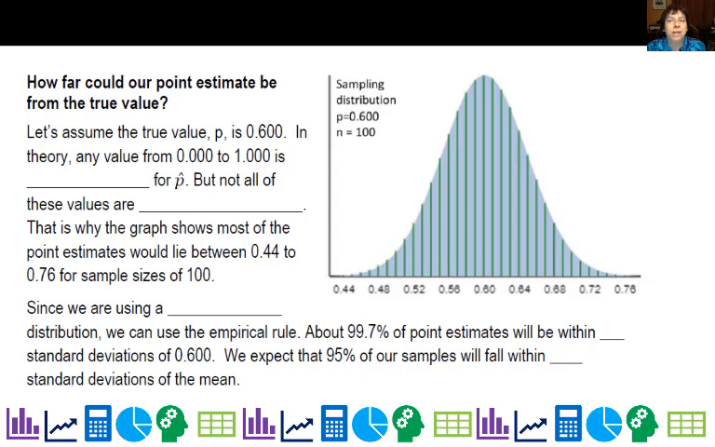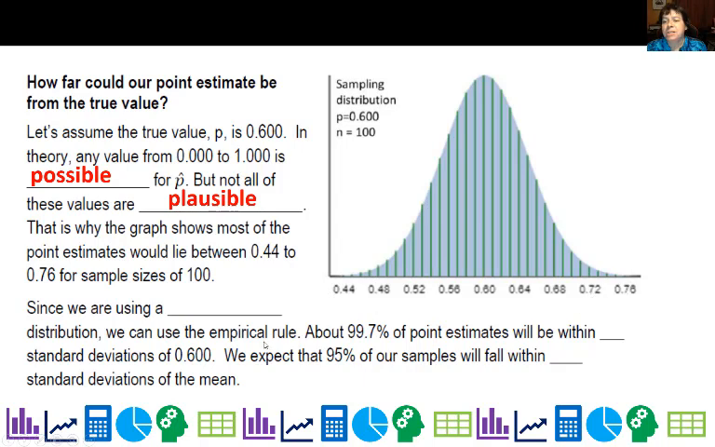In theory, it could be anywhere from 0 to 1. So 0 to 1 is possible for p hat, but not all these values are plausible. Plausible means believable. You can tell that our software actually knew, because it knew the parameter, that the plausible values for our sample started around 0.44 and went to 0.76.